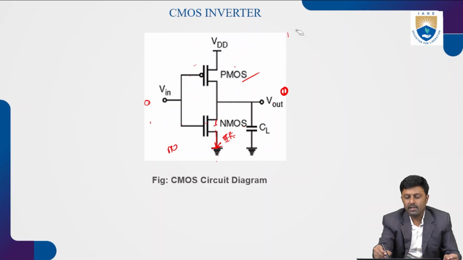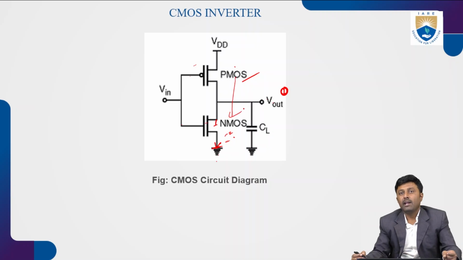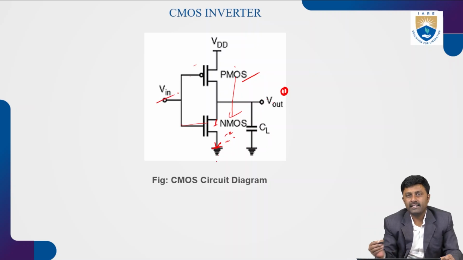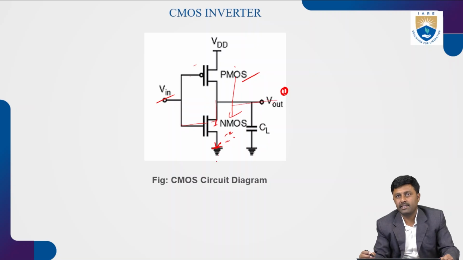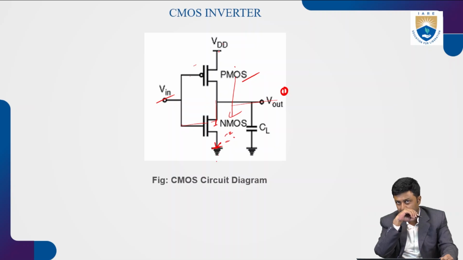So, the CMOS inverter consists of two transistors. That is, a P-type transistor is connected in series with the N-type transistor. The gates of both the transistors are shorted and taken as one input, that is the input voltage, and these two terminals are shorted and taken as the output. And the drain is connected to VDD.